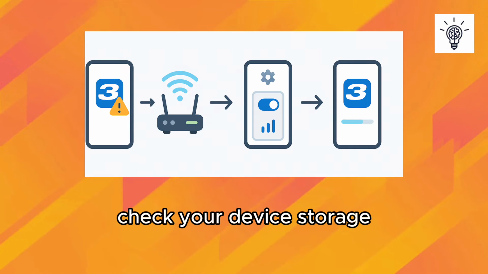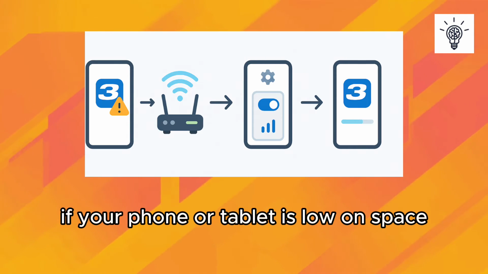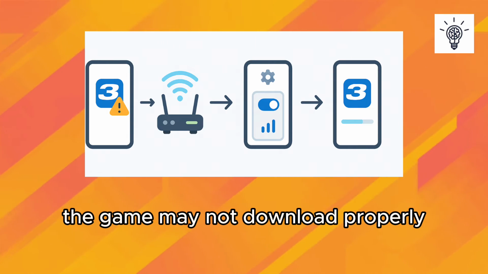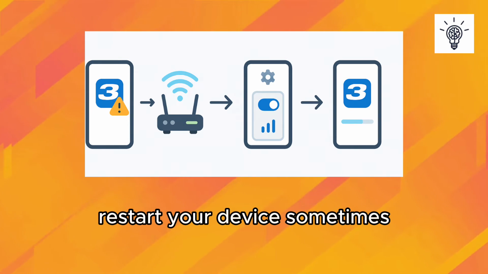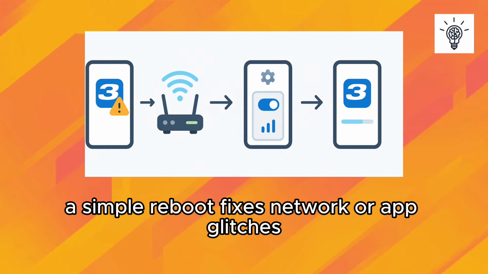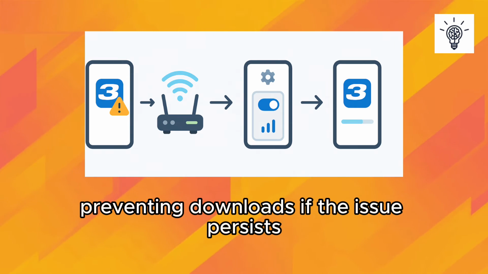Check your device's storage. If your phone or tablet is low on space, the game may not download properly. Delete unused apps, photos, or files to free up space. Restart your device. Sometimes a simple reboot fixes network or app glitches preventing downloads.